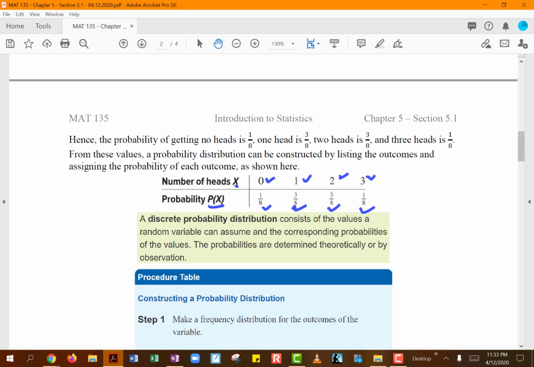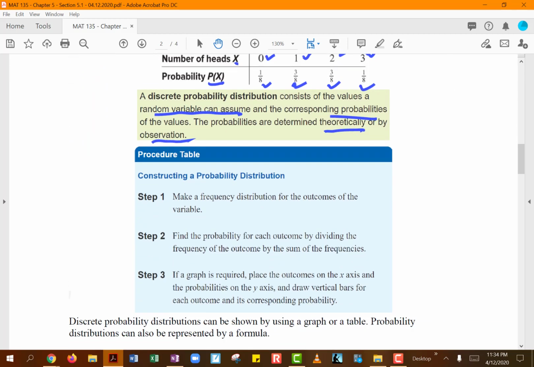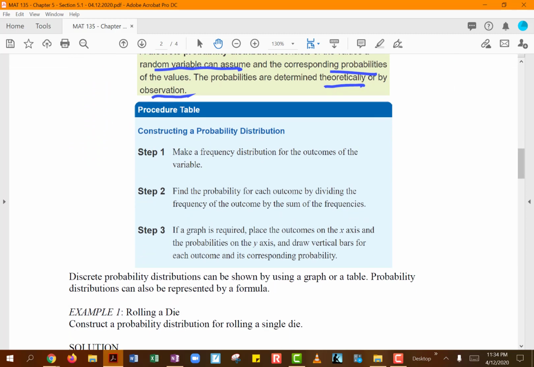So again, just as a definition, we're saying a discrete probability distribution consists of the values a random variable can assume and the corresponding probabilities for those values, right? And they are saying these probabilities you can either determine theoretically or by observation. So what we just did here with the 3 heads is what you would obviously call theoretical probabilities, right? Just your procedure table of constructing your frequency distribution.